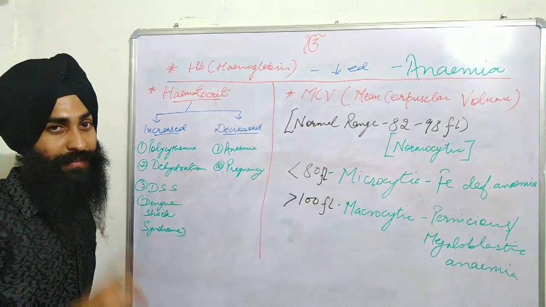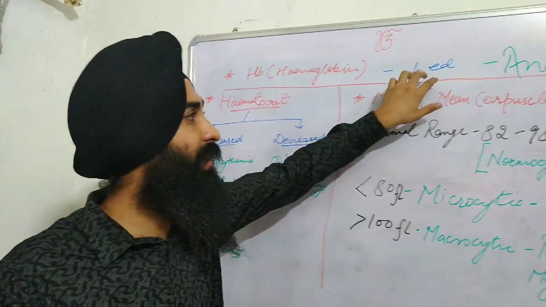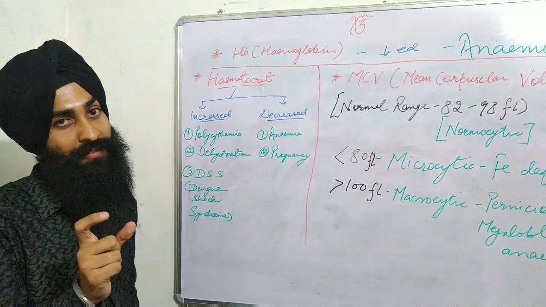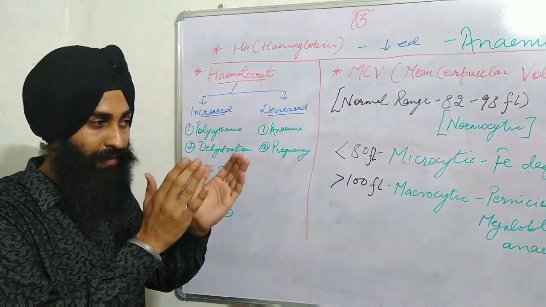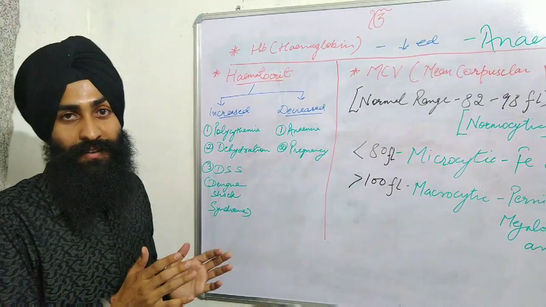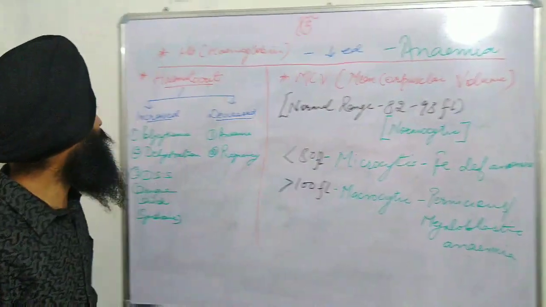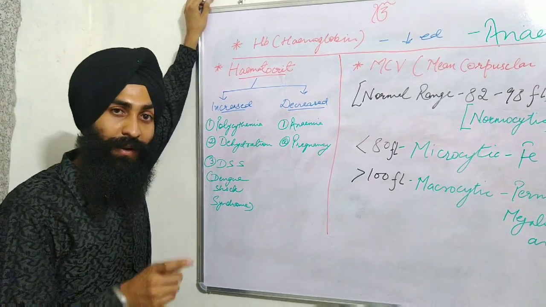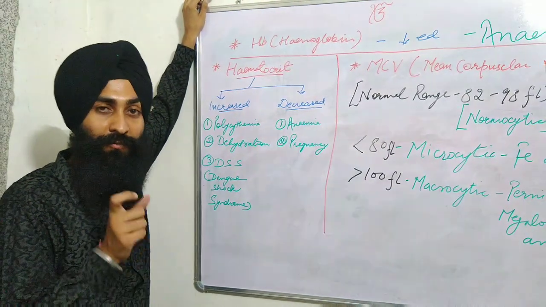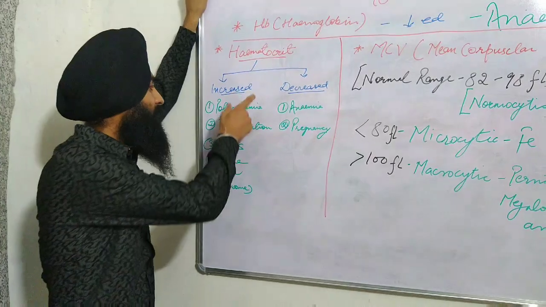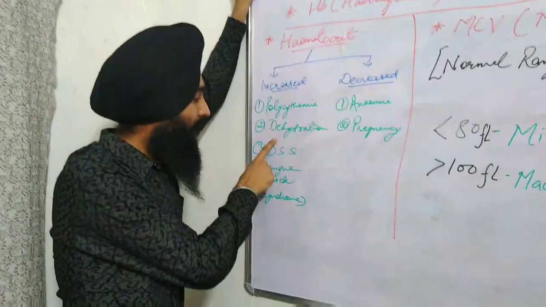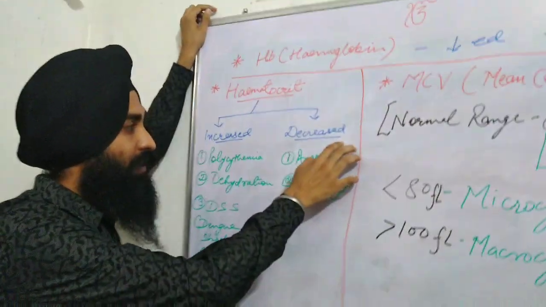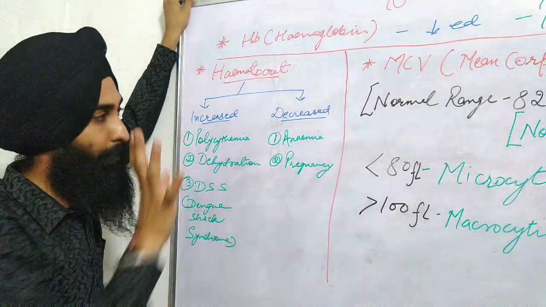So the next parameter in CBC is hemoglobin. If hemoglobin is decreased, the condition is called anemia. We already saw that if total red blood cell count is decreased, that is also anemia. Next one is hematocrit. We already discussed in the previous video that hematocrit is the percentage of red blood cells in a certain blood volume. If it is increased, the condition is polycythemia, dehydration and DSS. DSS is dengue shock syndrome. If hematocrit is decreased, the condition would be anemia and pregnancy.